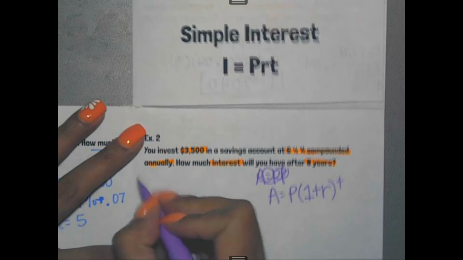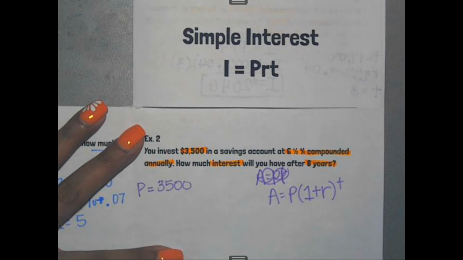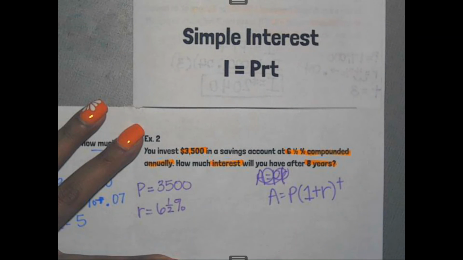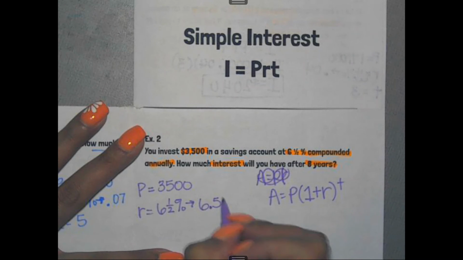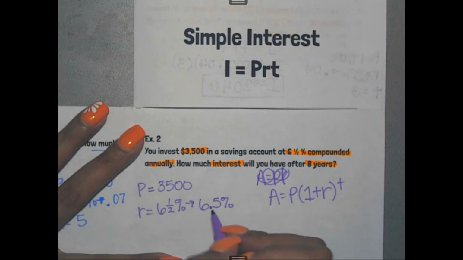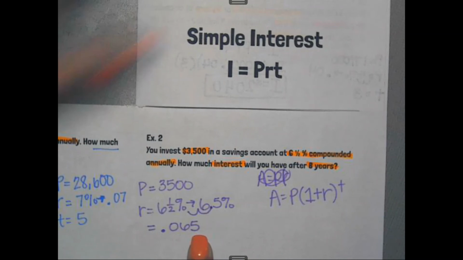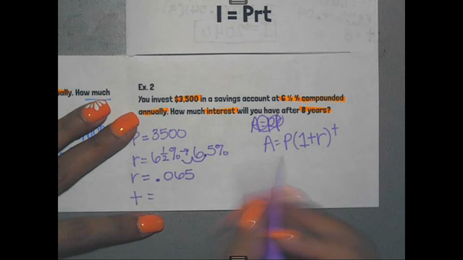So my principal, my starting value is $3,500. My rate is 6.5%. I need to make sure to turn that into a decimal. So I move it 1, 2. So my rate is 0.065. We don't want to round that. We want to leave it like that. And then our time is 8 years.